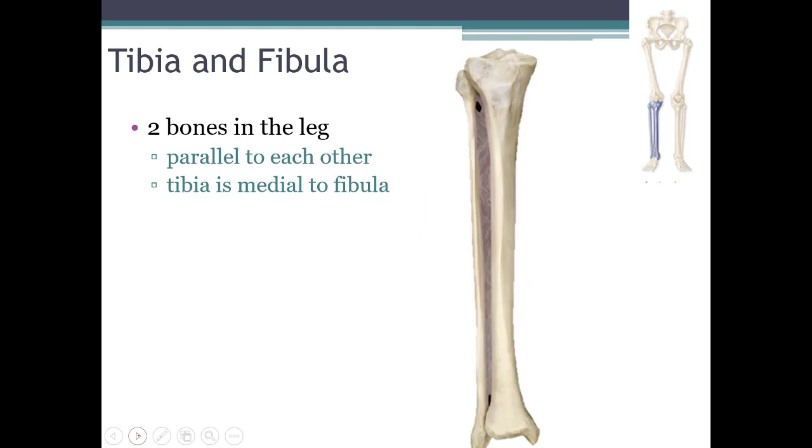Okay, moving on to the crural region, we have two parallel bones, much like what we saw in the antebrachium between the ulna and the radius. But in this case, we have the tibia and the fibula. The tibia is medial and the fibula is lateral. Going all the way back to Unit 1, if you remember, the fibular side of your crural region is lateral because when somebody fibs to you, you want to push them away. So what we're going to do is take a look at the tibia first, and then we'll take a look at the fibula.